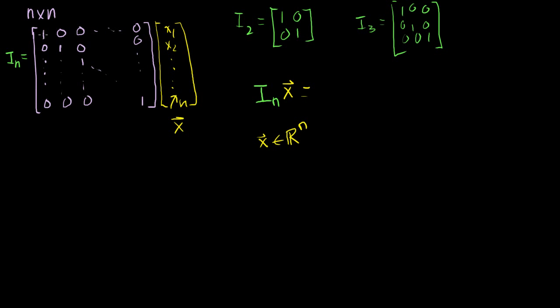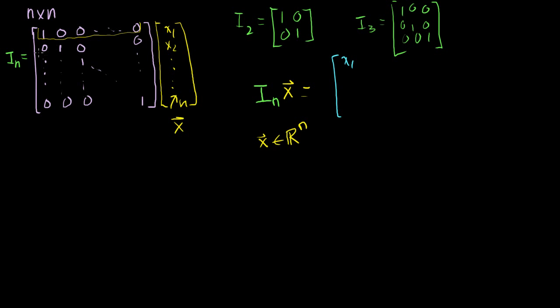Well, I'm going to get 1 times x1 plus 0 times x2 plus 0 times x3 plus 0 times x4, all of that. You can view it as this row dotted with the vector. So the only non-zero term is going to be the 1 times x1. So you're going to get another vector in Rn, like that. And the first term is that row being dotted with that column, and so you just get x1.